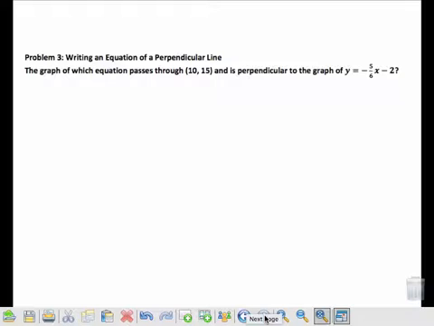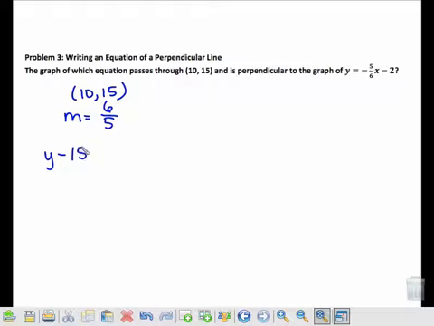Alright, so problem 3, what we're doing is writing an equation of a perpendicular line. So we're given a point, because we're going to graph the equation that passes through (10, 15). And then it's perpendicular to the graph of y = -5/6 x - 2. Once again, you're just looking at the slope of that equation, not anything else. So what is the slope of this equation? -5/6. The slope of my perpendicular line has to be the opposite reciprocal of that. So what is the opposite reciprocal of -5/6? 6/5. So if it starts out negative, then my new slope has to be positive, and then you just flip it around. If it starts out positive, then my new slope would have to be negative, and then find the reciprocal of it. So now point-slope.